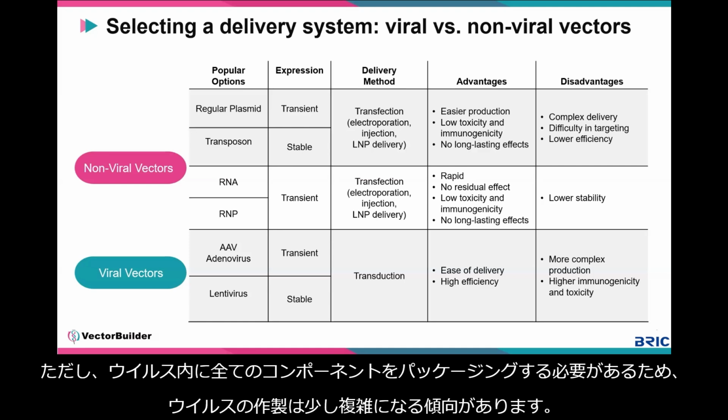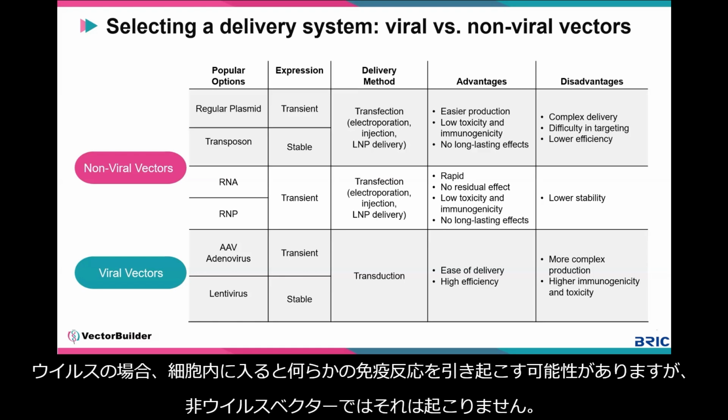However, because it involves packaging all of these components inside a virus, production tends to be a little bit more complicated. Producing these viral vectors is a little bit more complicated. And because these are viruses, once they're inside the cell, they might generate some sort of immune response within the cell, which does not happen in non-viral vectors.